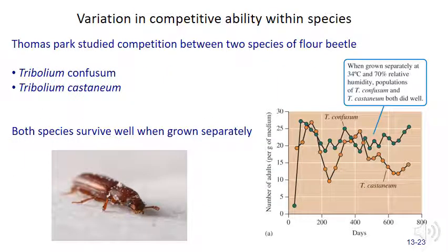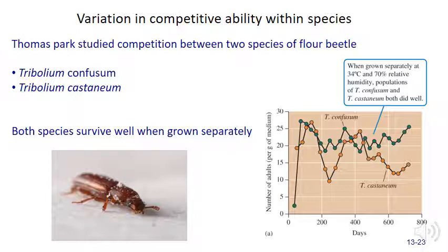So this variation in competitive ability within species was demonstrated really well by some work by Thomas Park, who studied competition between two species of flour beetle, Tribolium confusum and Tribolium castaneum. These are very small beetle species that persist in habitats as simple as a bag of flour. And so, again, like the Paramecium that we looked at earlier in the lecture, they're really good study organisms for being able to replicate experiments with populations on a really small scale.